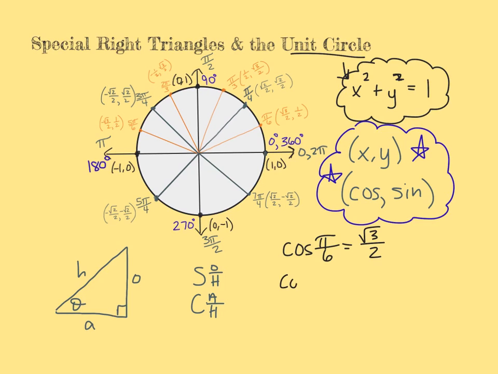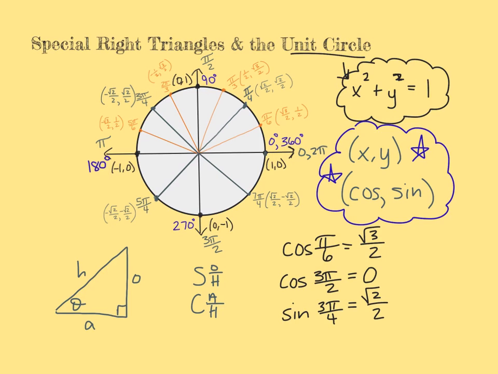Let's find the cosine of 3 pi over 2. Where's 3 pi over 2? It's down here. Cosine is the x value. The x value at 3 pi over 2 is 0. So the cosine of 3 pi over 2 is 0. Let's find the sine of an angle. Let's do the sine of 3 pi over 4. Where is 3 pi over 4? It's right here. The sine is the y value. The y value at 3 pi over 4 is root 2 over 2.